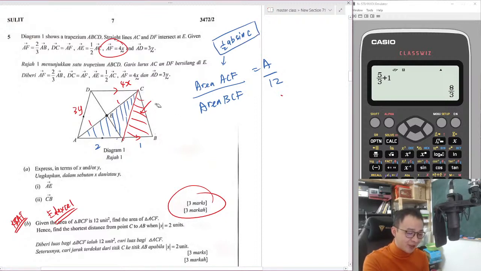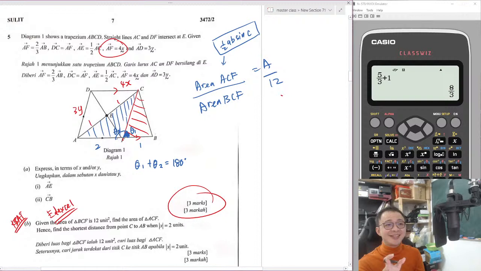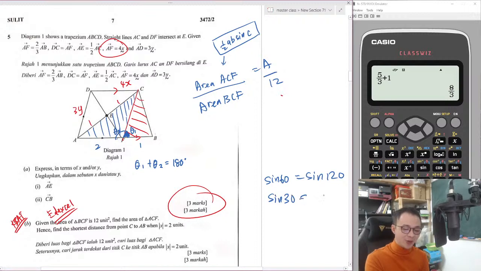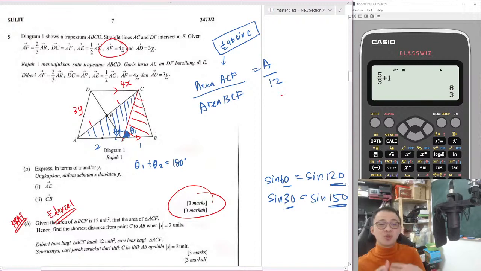And then when I look carefully, both of them will have some angle in common. So therefore I will use this angle here. I'm going to call this theta 1, and this theta 2. And theta 1 plus theta 2 is equal to 180 degrees, right? This is something we can use in trigonometry. Because we know that sine 60 degrees equals sine 120 degrees, and sine 30 degrees equals sine 150 degrees. They will always be equal as long as theta 1 plus theta 2 equals 180.